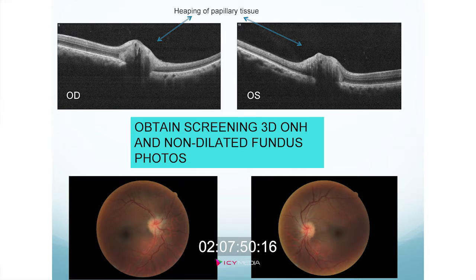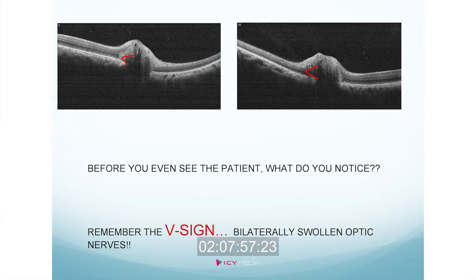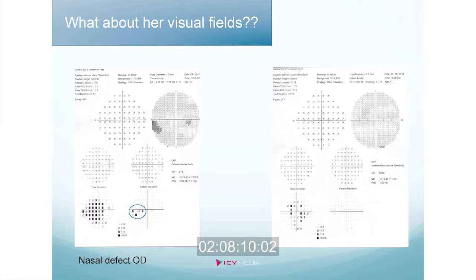Okay. If you look very closely, you can see especially on the left eye the V sign. Okay. So again, before you even see the patient, you have some sort of idea of what's going on. Diabetic, hypertensive, obese, childbearing age, bilateral disc edema with a V sign. We get her visual fields. Her left eye looked fine, but look at her right eye. She definitely has a defect there. Okay, is it or is it not correlated with what's going on? Most likely it's correlated. Okay, but her left eye doesn't have any defect.